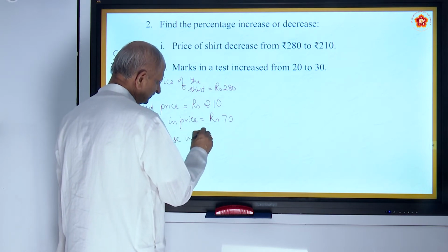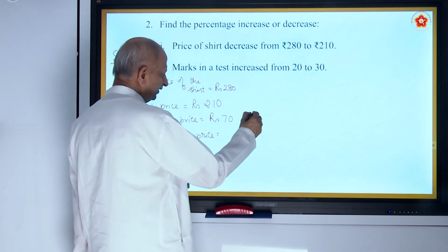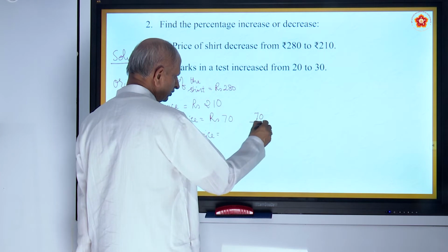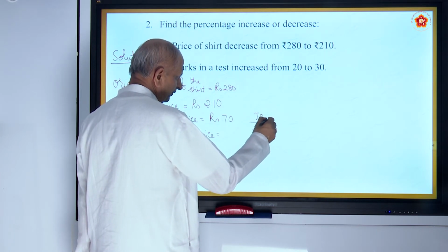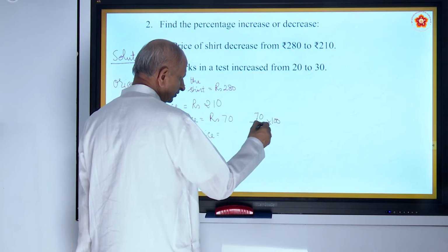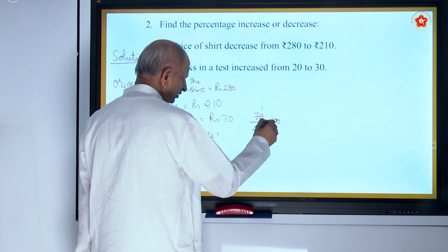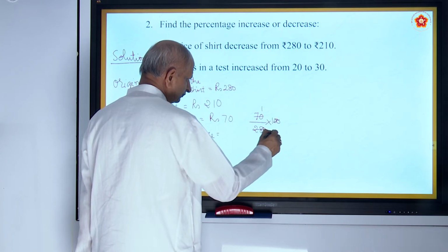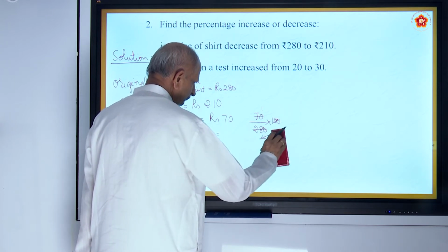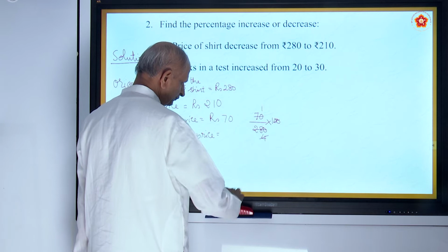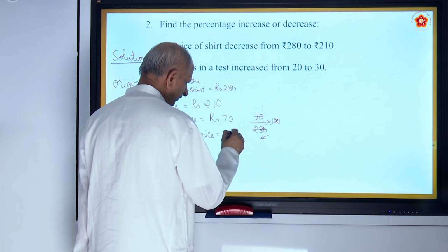What do you mean by price? Price means cost. So for 70, it was 280, the decrease is 70. For 100, how much? 70 times 100 by 280, that is 25. Answer is 25%.